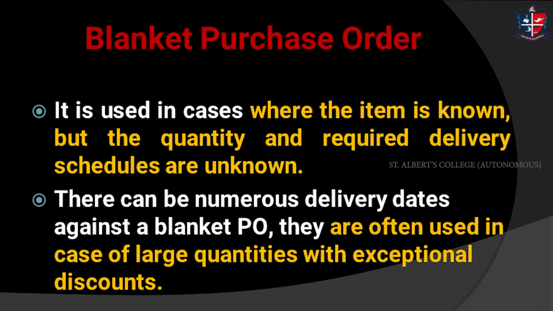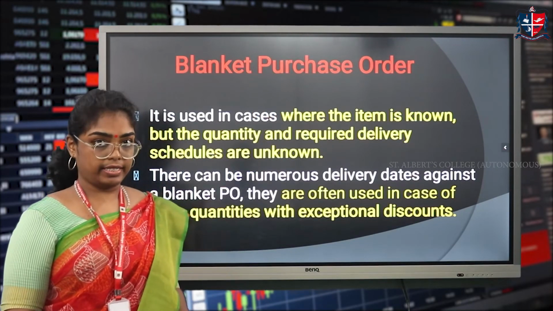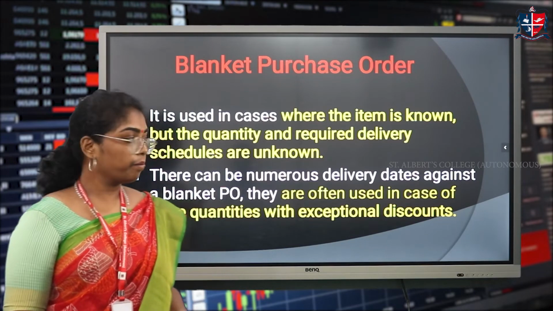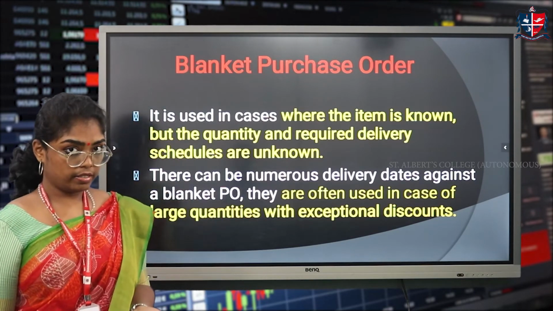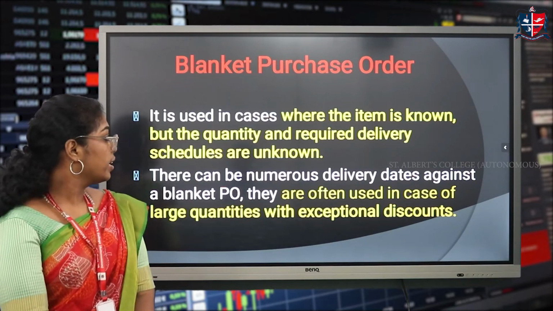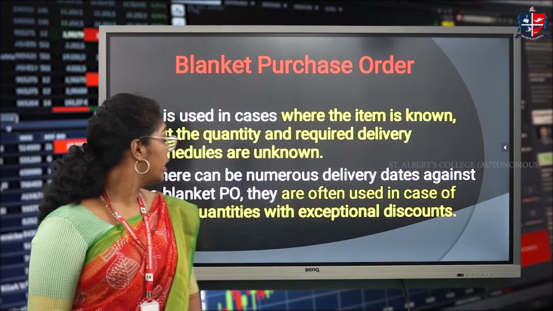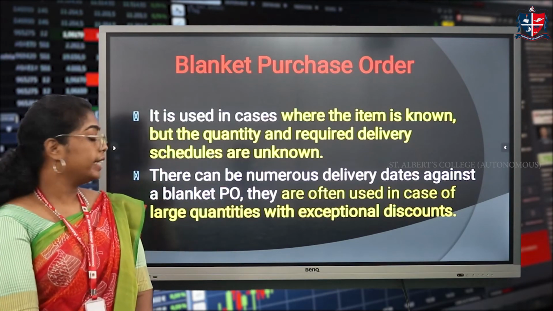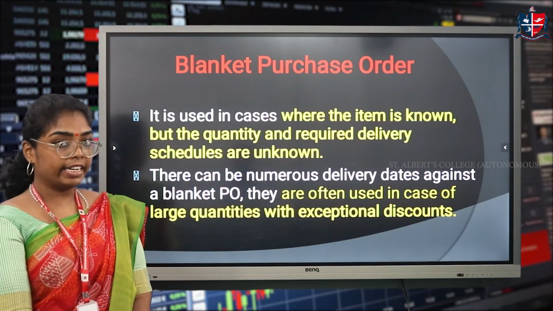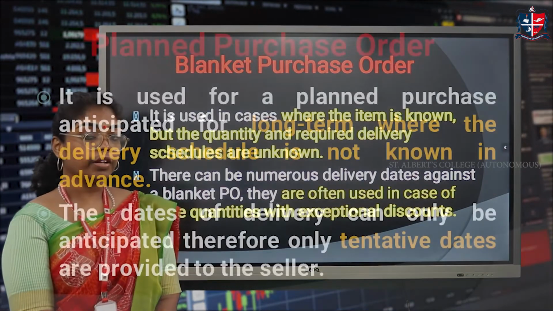The third one is blanket purchase order. This is issued in the case of more products with exceptional discounts in large quantities. Here, the details of the item are certain or known to the buyer, but the details regarding the delivery schedule or delivery dates and the quantities issued will not be known.